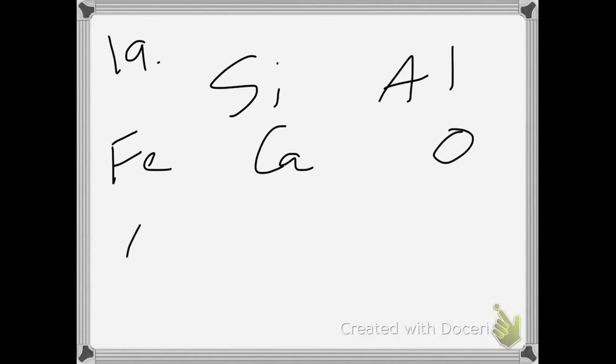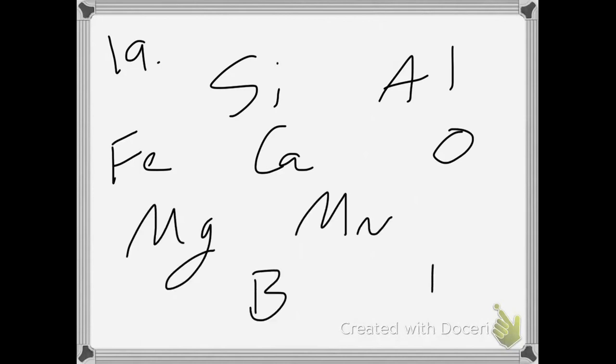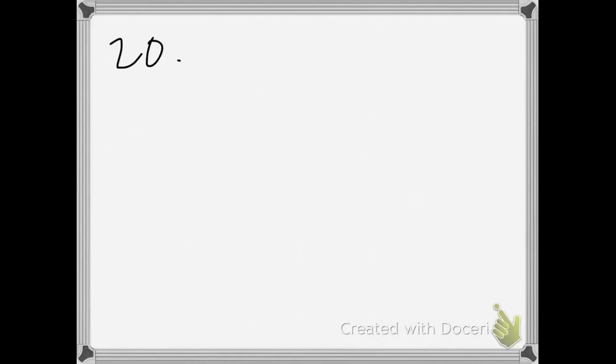So now we have 2 more questions to go, and I'm listing some elements here. What are the 2 most abundant elements in the Earth's crust? And they are silicon, or Si, and oxygen, which is O. Of course, oxygen is the most abundant. And they combine to form the most abundant mineral, which is quartz.